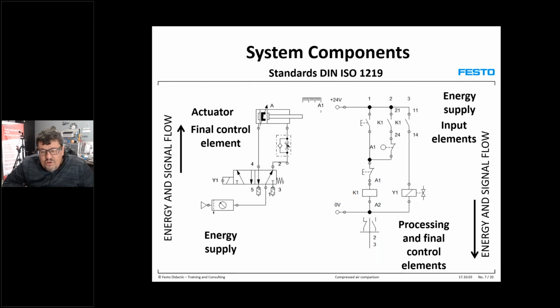Now, when it comes to your electrical circuit, the energy is from the top. That means your energy supply is from the top. That will be, for example, in our case now, 24 volt. All right, the energy is from the top to the bottom. That means also your energy flow is from the top to the bottom, and then your analyzing of the circuit will be from your left to your right.